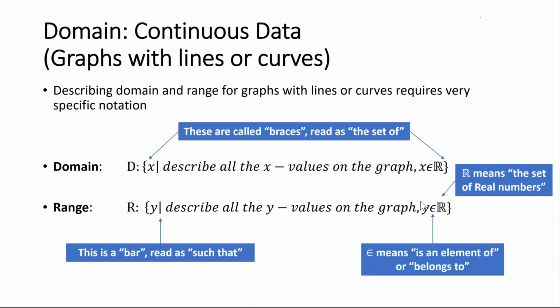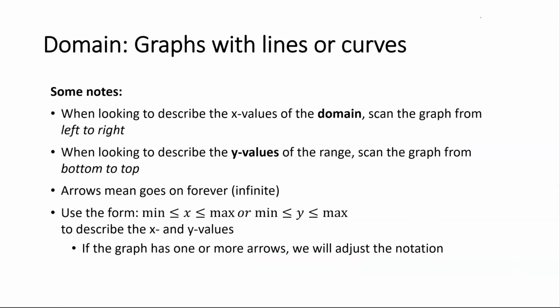Okay, so let's take a look at how that's all going to work when we look at graphs. A few notes to begin. When looking to describe the domain, the x values, scan the graph from left to right. When looking to describe the y values for the range, scan the graph from the bottom to the top. Why do we go left to right, bottom to top? Because we always list the domain and range from the smallest number to the biggest number, the minimum to the maximum.